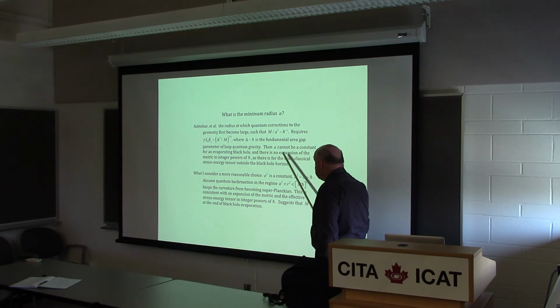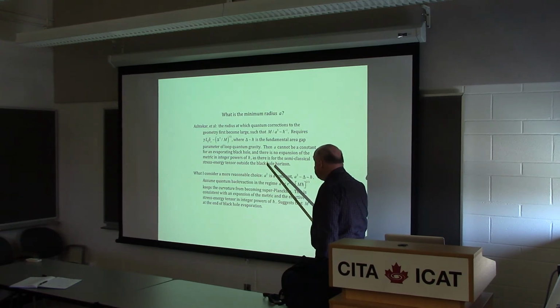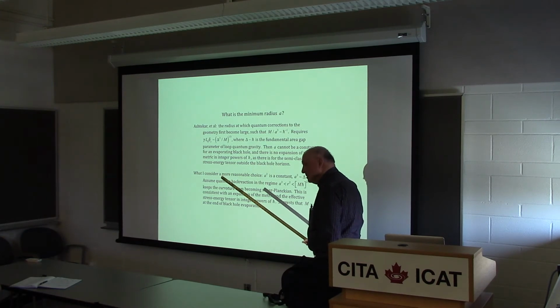But then a cannot be a constant for an evaporating black hole. A black hole that's losing mass due to Hawking radiation means that a would vary, and that makes it really hard to deal with what happens for an evaporating black hole.